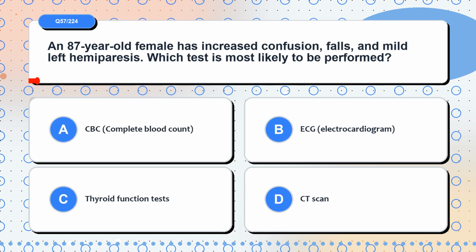Question 57. An 87-year-old female has increased confusion, falls, and mild left hemiparesis. Which test is most likely to be performed? Here are the options. Option A, CBC, complete blood count. Option B, ECG, electrocardiogram. Option C, thyroid function tests. Option D, CT scan.